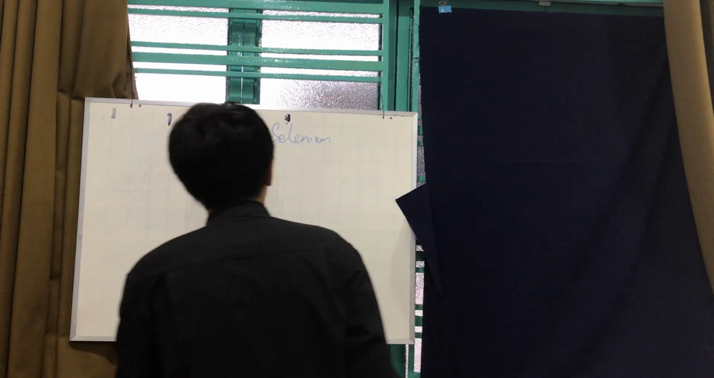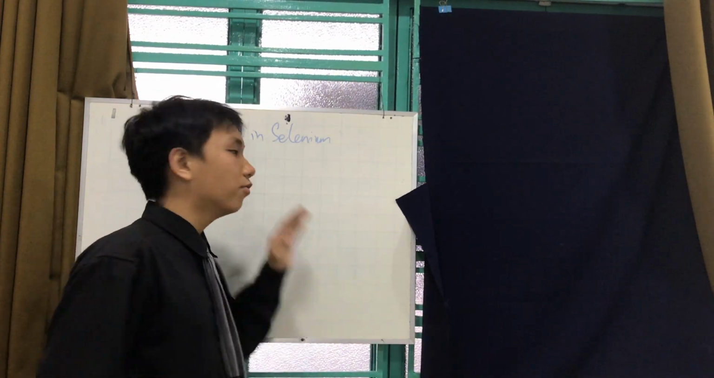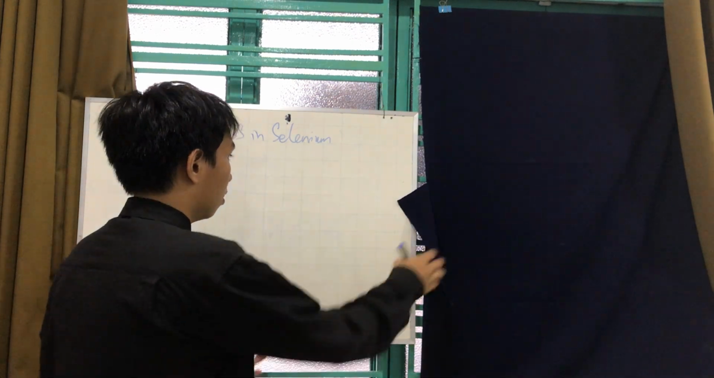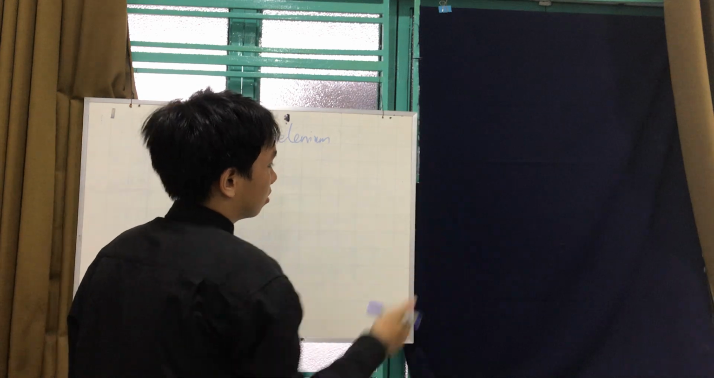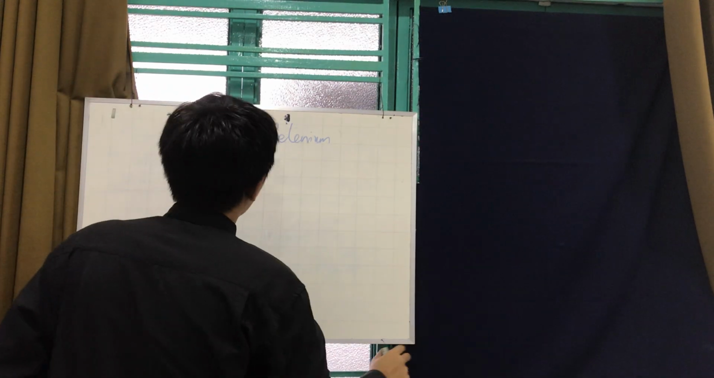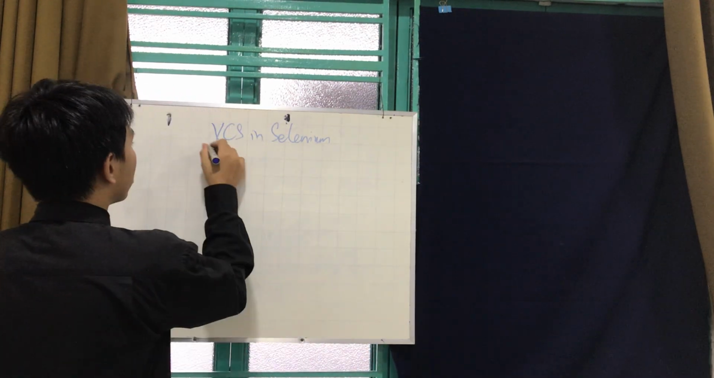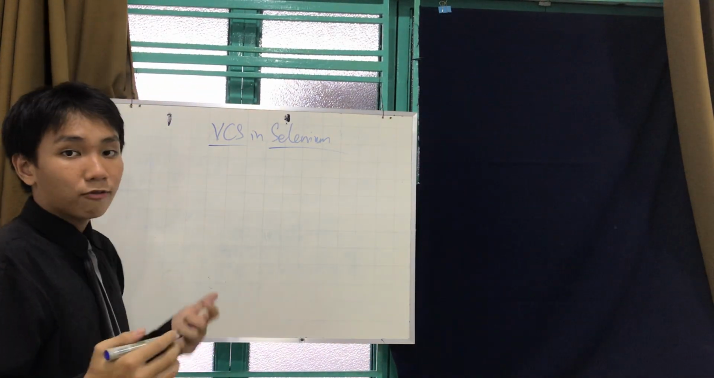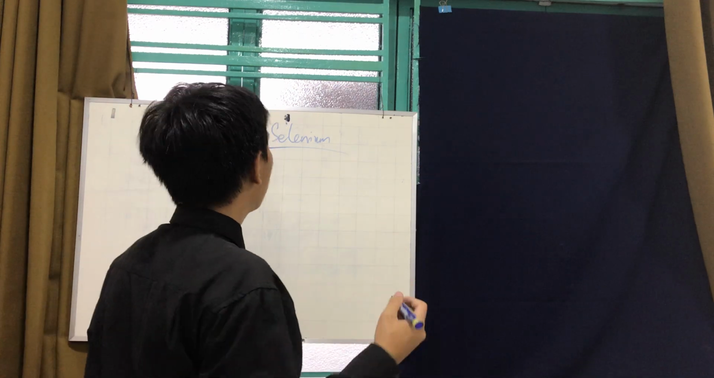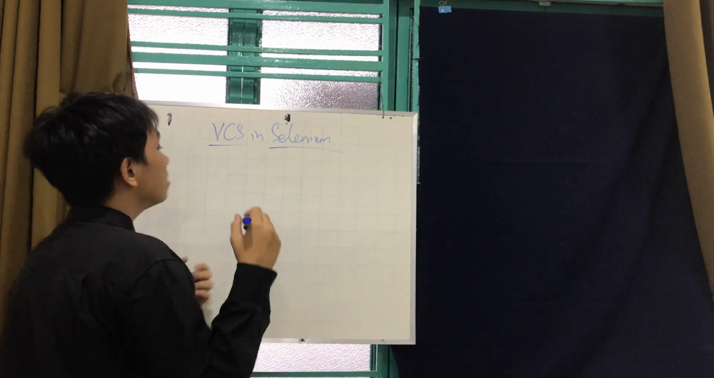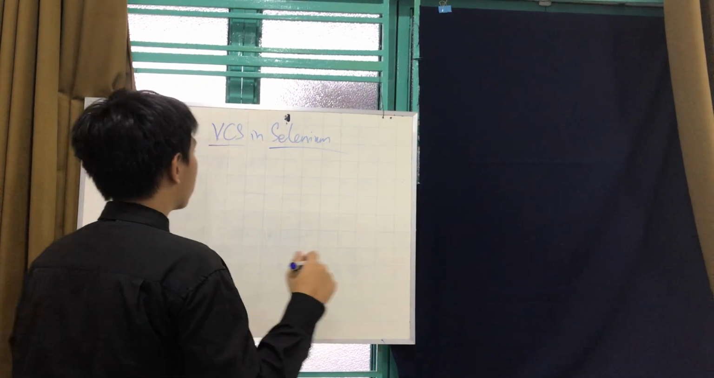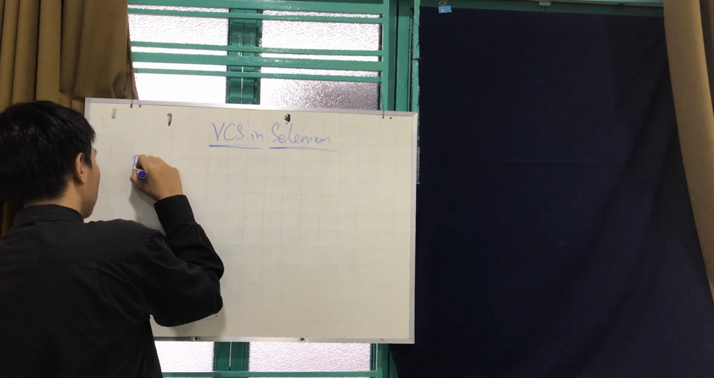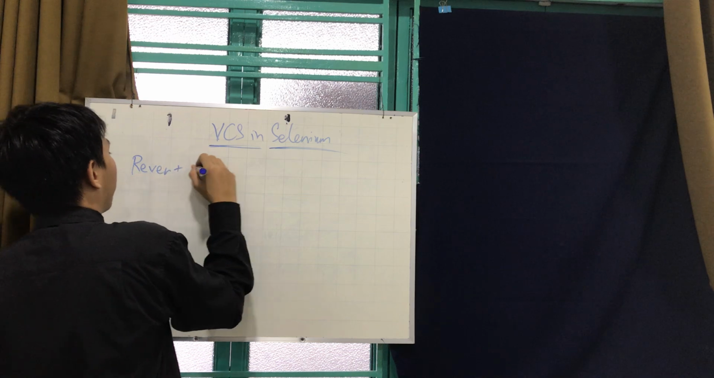So first of all, I will define the benefits of version control system in Selenium, what it means to us. Okay, so what does version control system in Selenium mean to the tech folks? Well, first of all, it will help to achieve a lot of things. One of those things is that it will help to revert from errors.